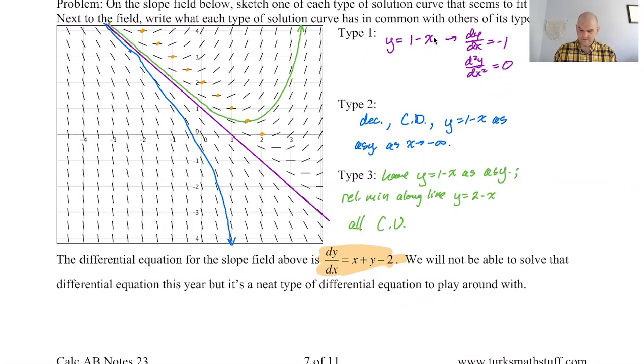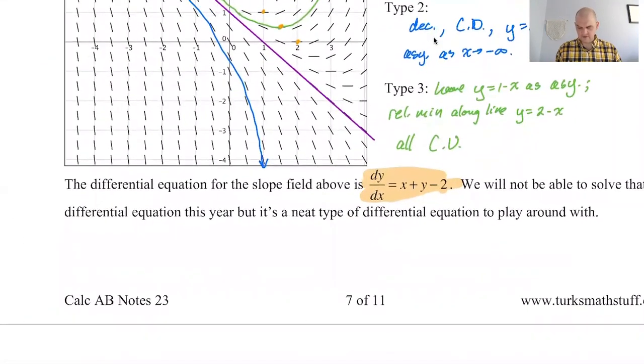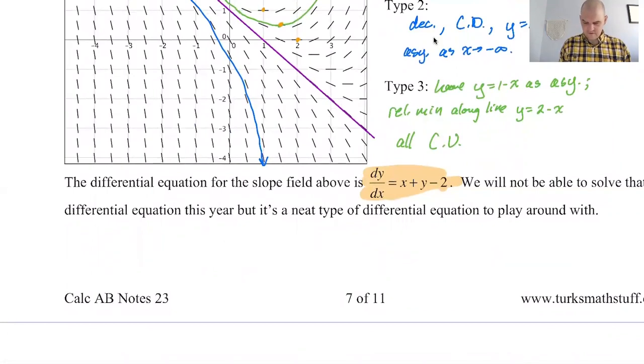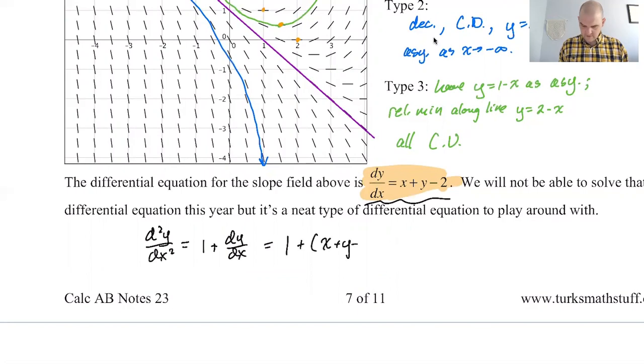So I said that y equals 1 minus x is going to be the dividing line between concave up and concave down. I just want to show that. So given this differential equation, the second derivative is going to be 1 plus dy dx. And then dy dx is this thing. So that's going to be 1 plus the quantity x plus y minus 2, so it's 1 plus x plus y minus 2, 1 minus 2, so negative 1. I'm going to say it's x minus 1 plus y.